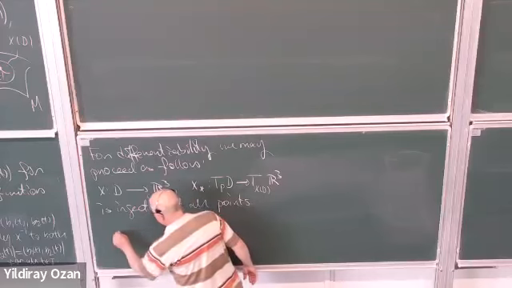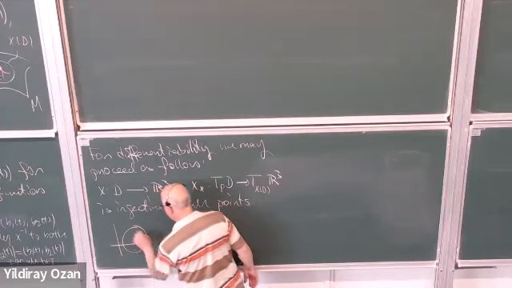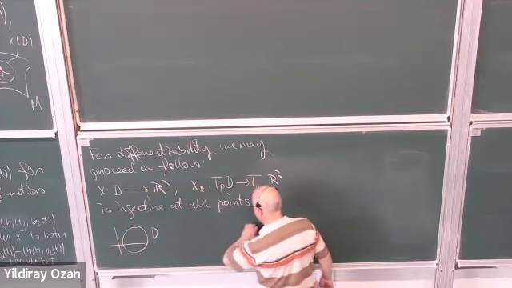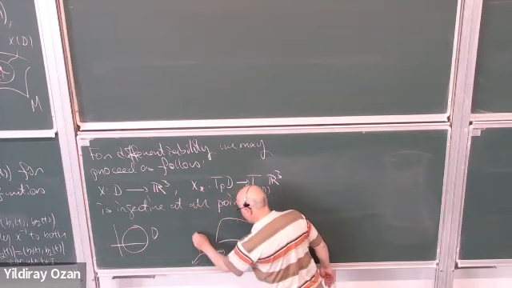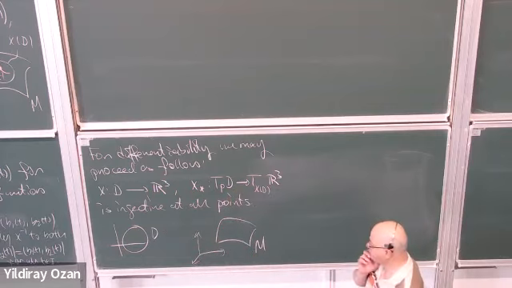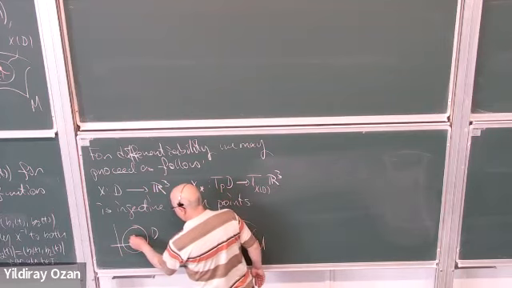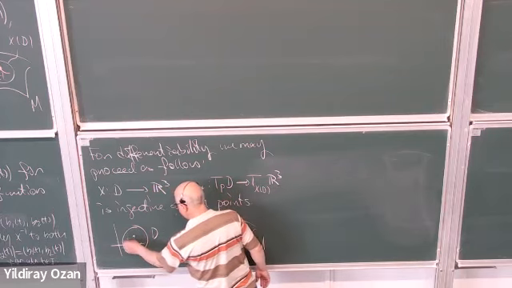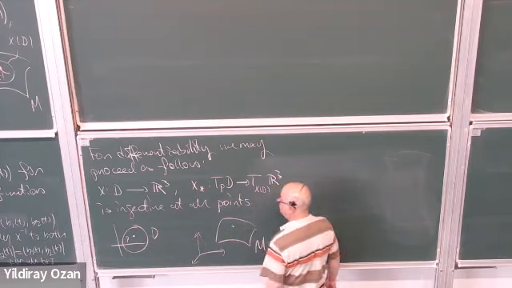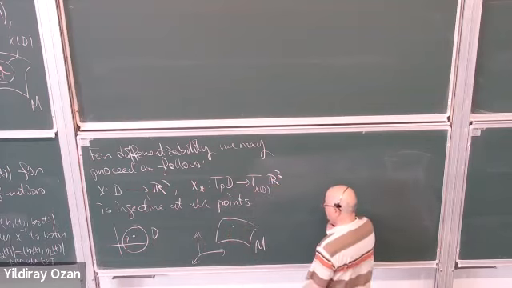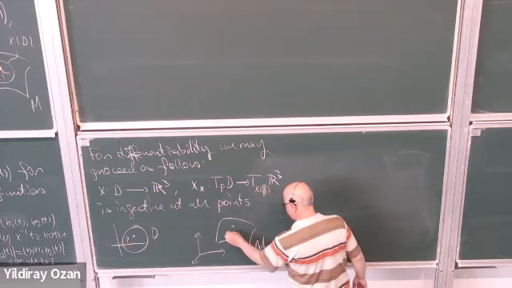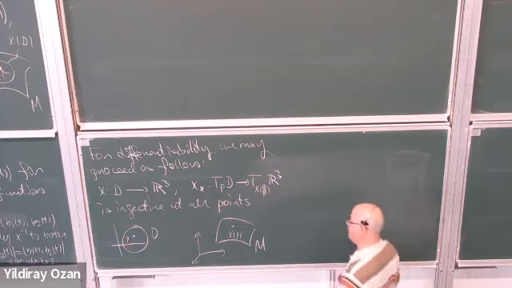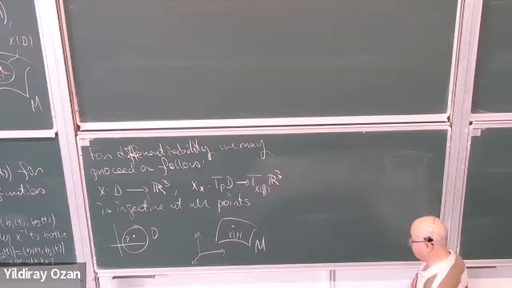So here is D, and here is its image, let's say in R3. And the differential map is injective, okay? At any point, the tangent map is injective.